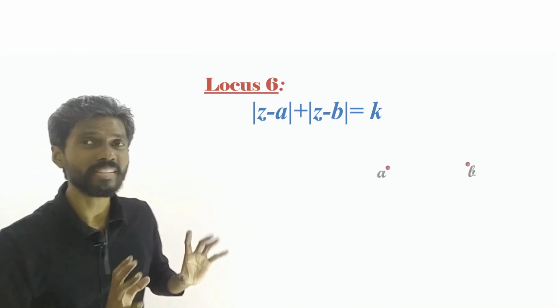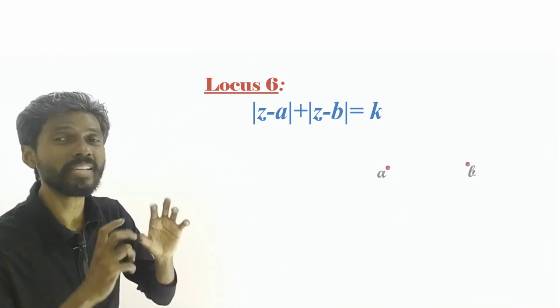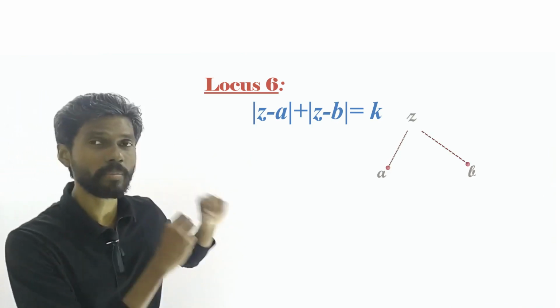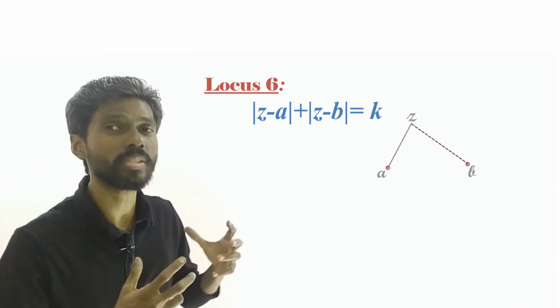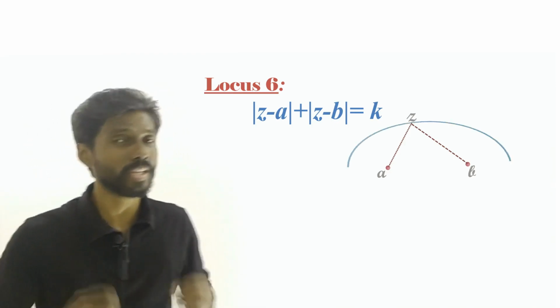Z is a point satisfying some condition. What condition? Mod z minus a, that is the distance between z and a. Similarly, mod z minus b, the distance between z and b. This sum is always a constant, right? The total distance is always constant. So that is the property of a curve called ellipse.